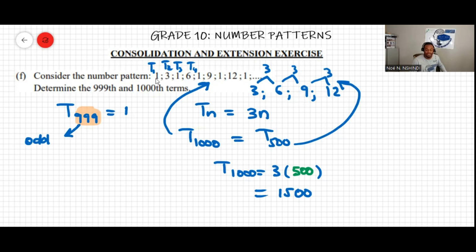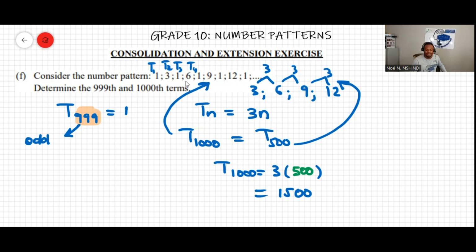One pattern consists of ones. The pattern of odd terms consists of one, like term 1 here. Term 3 is also odd, it's 1. Term 5 is 1. Term 7 is 1. And then we also have even terms, like term 2 is 3. Term 4 is 6. Term 6 is going to be 9. So I put this pattern over here.